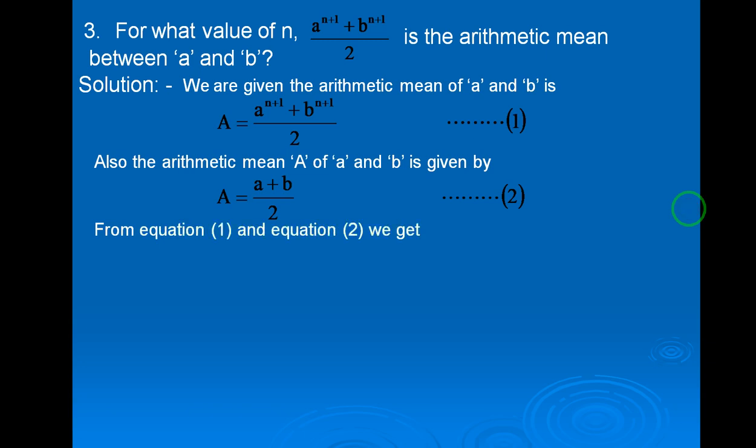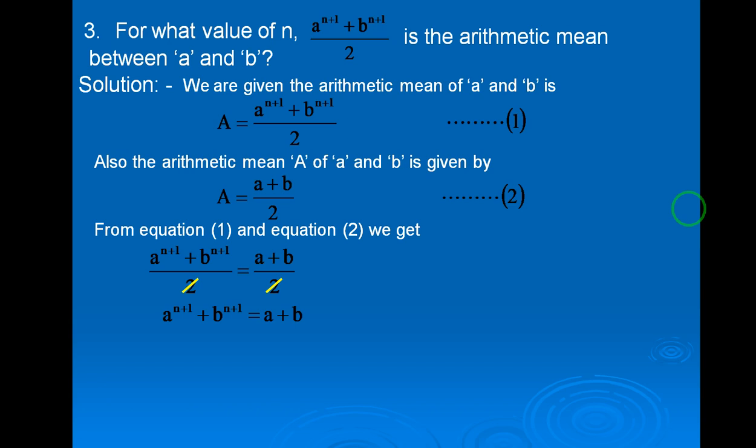From equation 1 and equation 2 we get (a^(n+1) + b^(n+1))/2 = (a + b)/2. Now 2 and 2 cancel each other. Therefore we get a^(n+1) + b^(n+1) = a + b.